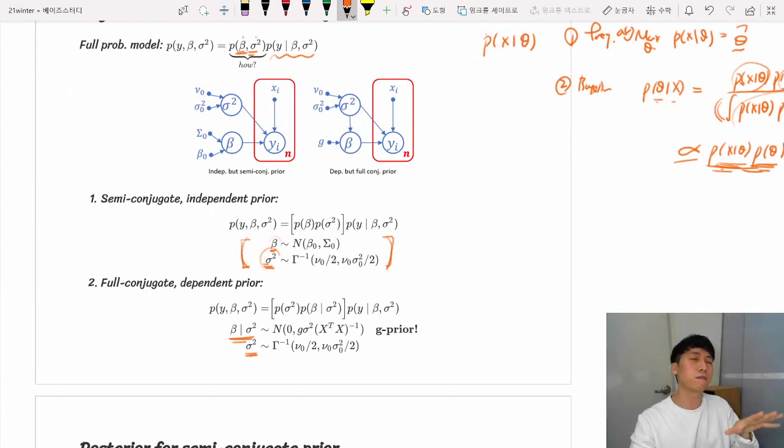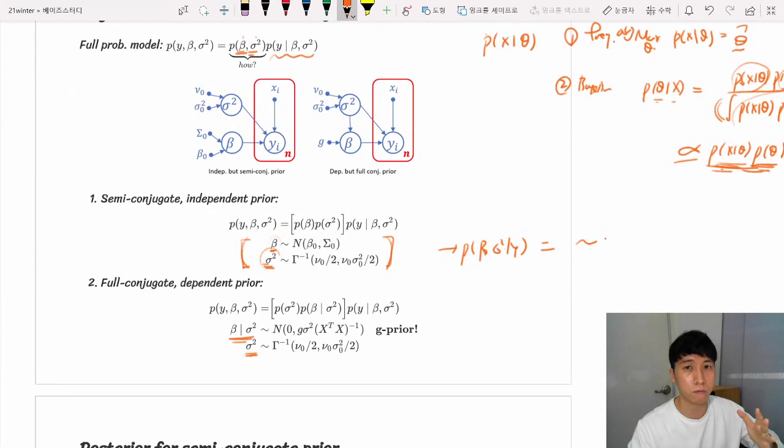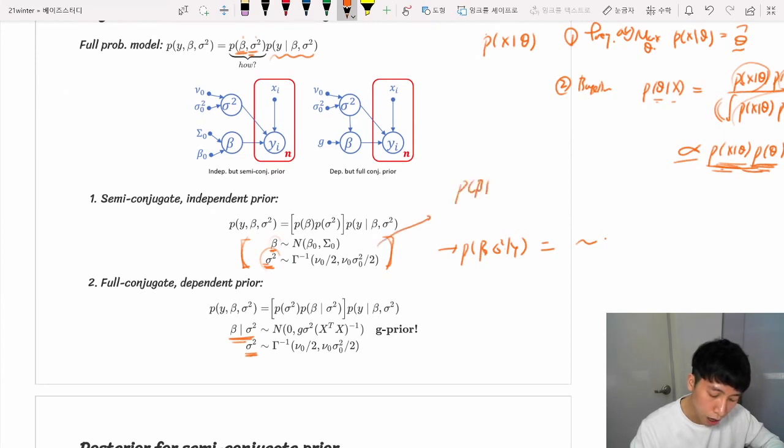a closed analytic form of a full joint posterior, right? It is impossible to figure out this posterior in a closed form, which means that we don't know the mathematical expression for this one. But instead, if you give a prior like this one, we can get the full conditional posterior, which is the posterior of one parameter given the data as well as all the other parameters. So this one we cannot get. But these ones we can get.